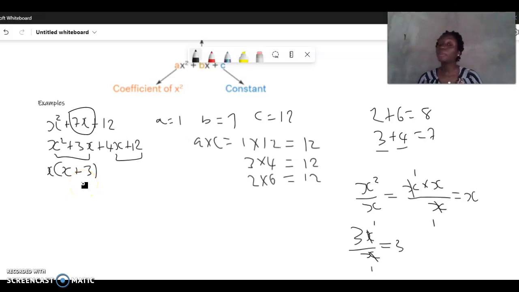Let us look at the third and fourth terms. So we have 4x plus 12. This time we don't have a common variable. However, we have a common factor of 4 and 12. That common factor is 4. Now let's try to factor 4 out of these two terms.